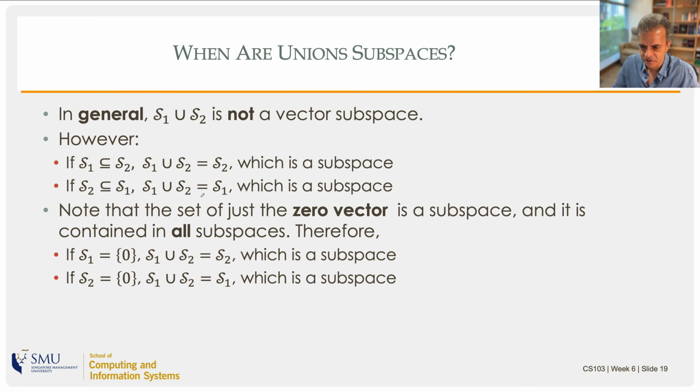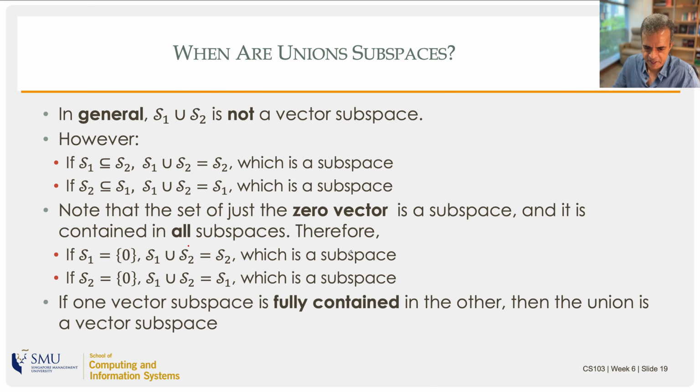Just to remind you and to reiterate, a set that contains just the 0 vector is a subspace, and it is contained in all subspaces. Therefore, if S1 is the 0 vector, S1 union S2 will always be S2, regardless of what S2 is, because S1 is just a 0 vector, which is already there in S2, and it is a subspace. So 0 vector union anything is always a subspace. So to put that down in black and white, if one vector subspace is fully contained in another, then the union is a vector subspace.